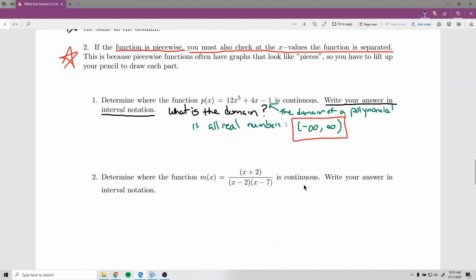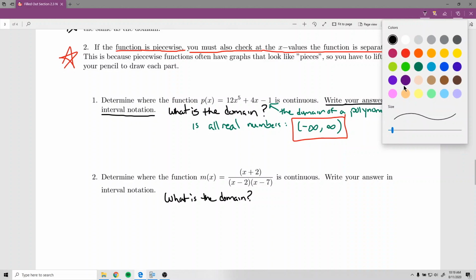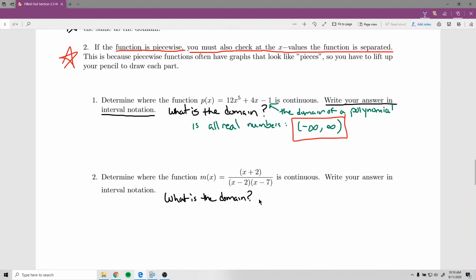Right, the second one, we have a rational function. Determine where the function m of x equals x plus 2 divided by x minus 2 times x minus 7 is continuous. Write your answer in interval notation. Once again, what is the domain? And one thing you should remember about the domain is if we have a fraction, the denominator cannot be 0.